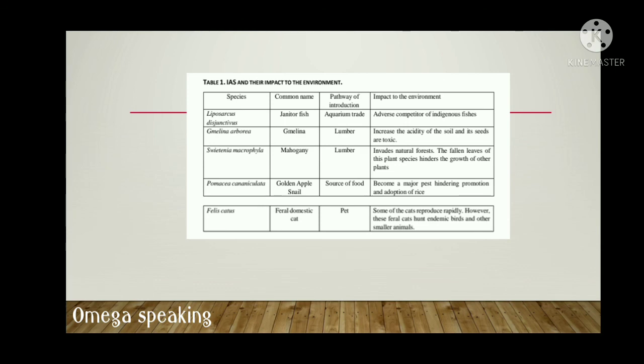Table 1. IAS and their impact to the environment. Species: Pterygoplichthys disjunctivus. Common name: janitor fish. Pathway of introduction: aquarium trade. Impact to the environment: adverse competitor of indigenous species.